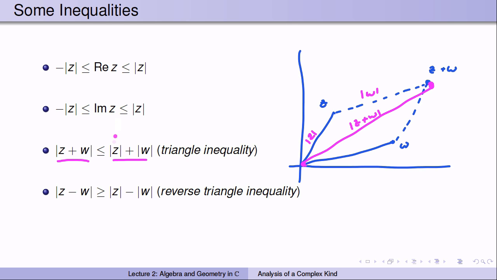There's a reverse triangle inequality that follows from the triangle inequality. It's the absolute value of |z| minus |w| is less than or equal to |z minus w|. Won't go into much detail there.